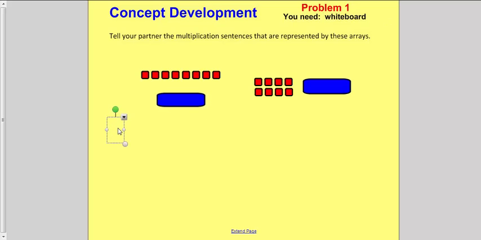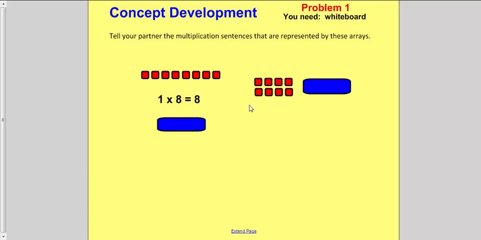All right, so the first thing I want you to do is you don't have to draw this. I just want you to take a look at this for a minute. You can see here I have an array, and you can see that this array has 1, 2, 3, 4, 5, 6, 7, 8 squares. So think to yourself, what would be the multiplication sentence that would represent this array? This is what you thought? 1 times 8 equals 8.